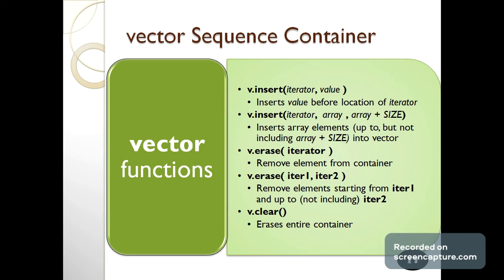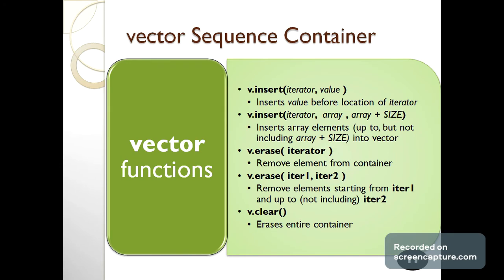Along with the value, you have to give the location also where you want to insert the value. So we are writing v dot insert iterator comma value, means the location of the pointer comma value. Then if you want to erase the elements inside the vector, if you want to remove any element from the vector, you have to give v dot erase and the position from where you want to eliminate it or erase it.